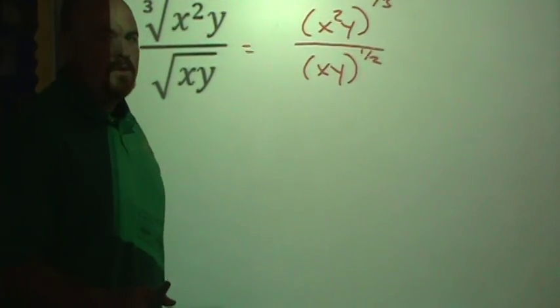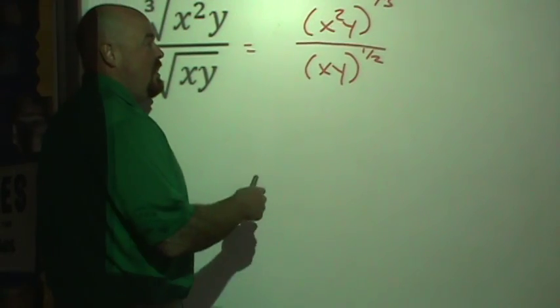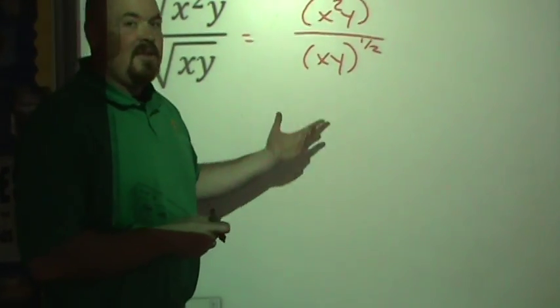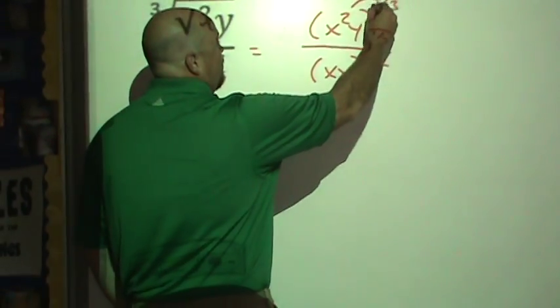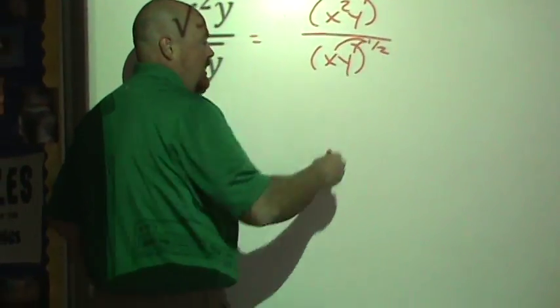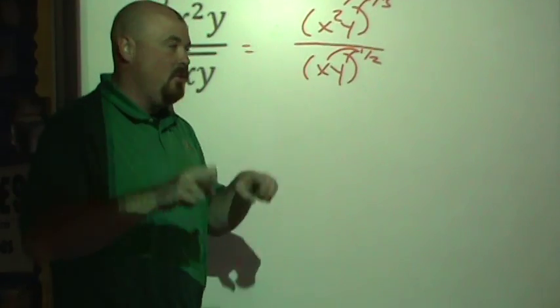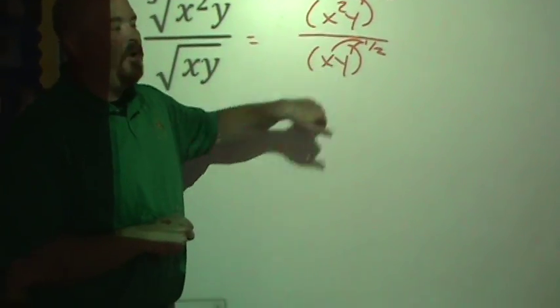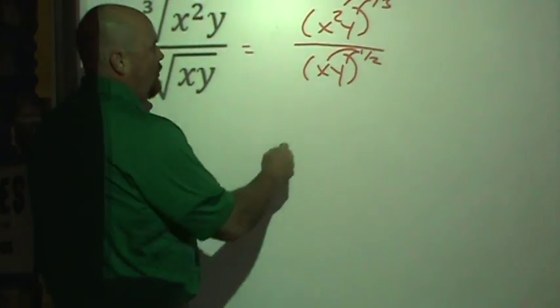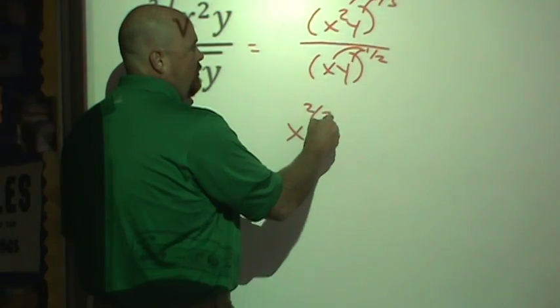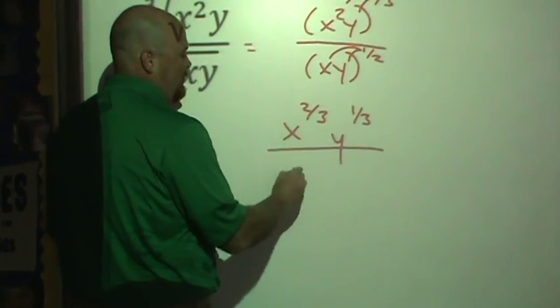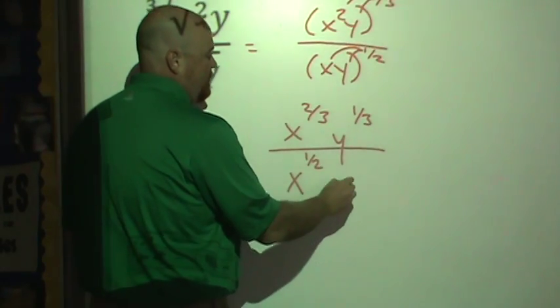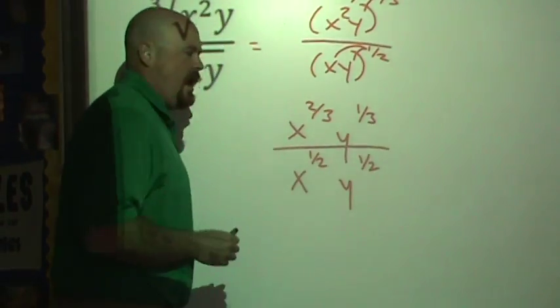But what I can do in terms of simplifying is, you know, the x's, they're the same base. This is a product and this is a product. So I can distribute, and again I'll use the air quotes, distribute the power to both parts of that product. So I get x to the 2/3 power, y to the 1/3 power, and that's written over x to the 1/2, y to the 1/2.